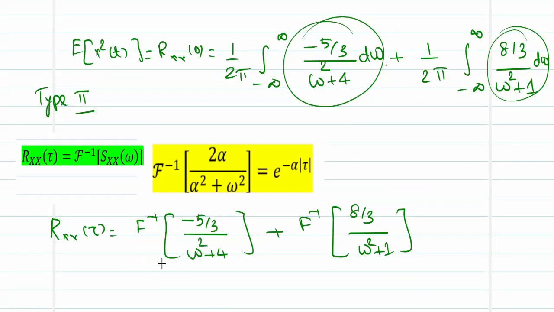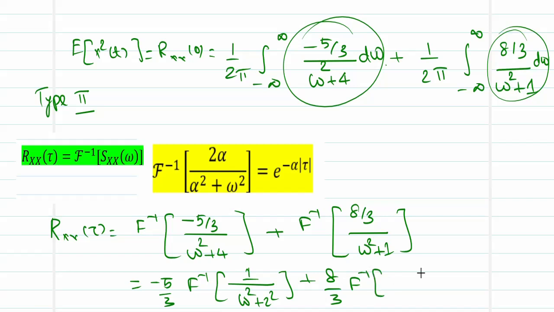We have it in this format. Now I need to adjust these terms, which means let me pull this 5 by 3 outside. So I will have F inverse of 1 divided by omega square plus 2 square, plus 8 by 3, let me pull it outside, F inverse of 1 divided by omega square plus 1 square. Now see our requirement: 2 alpha in the numerator. What is going to be my alpha? Alpha is equal to 2 for this first factor. So I want 2 into 2 in my numerator, in which case I will be multiplying by 4 and dividing by 4 to balance it.